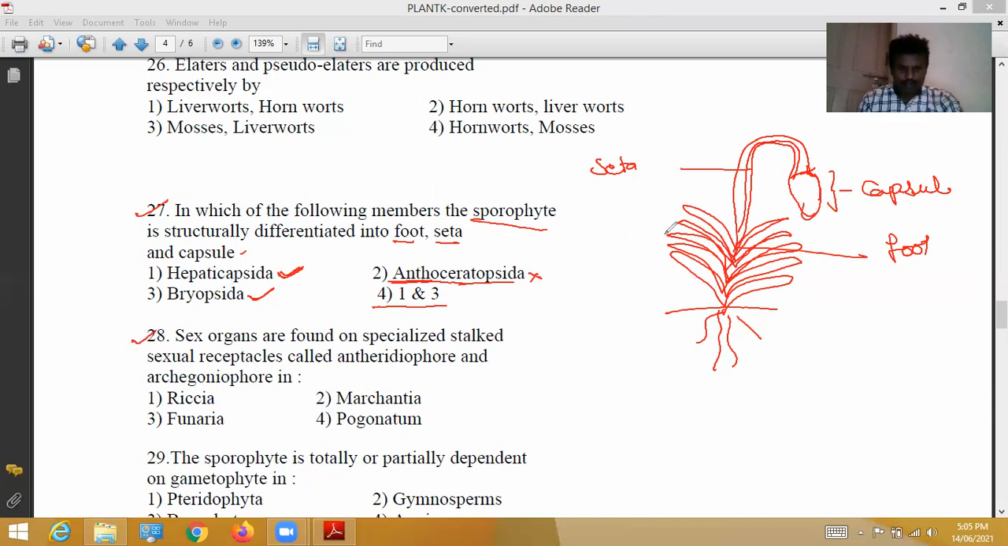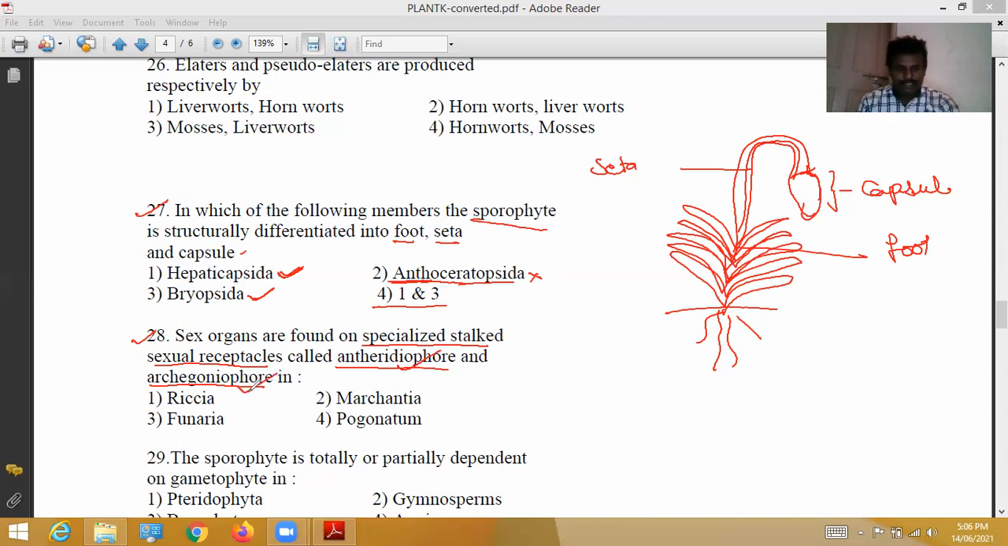Next, let us see the 28th question. Sex organs are found on specialized stalked sexual receptacles, called antheridiophore and archegoniophore. In which of the following? Actually, sex organs are found in specialized structures called sexual receptacles. These bear antheridia and archegonia. Antheridia are borne on the antheridiophore and archegonia on the archegoniophore.